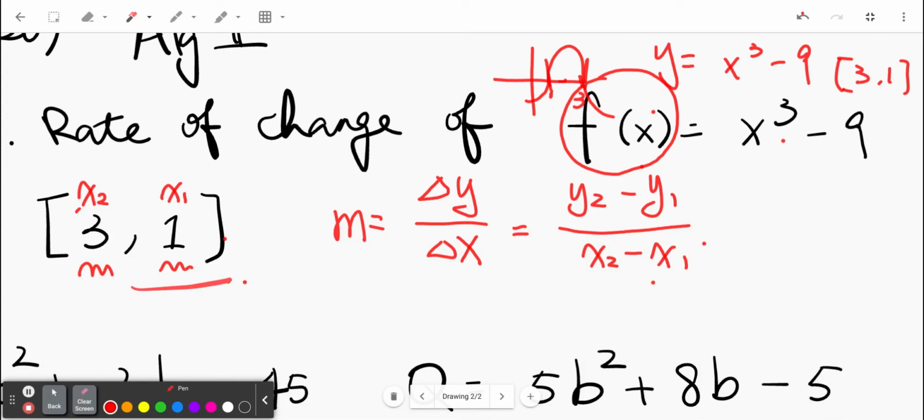All right. So all you have to do now, the y2, is just you plug in the 3 into the function. Subtract y1, you plug in the 1 into the function, over the x2 is 3 minus 1.